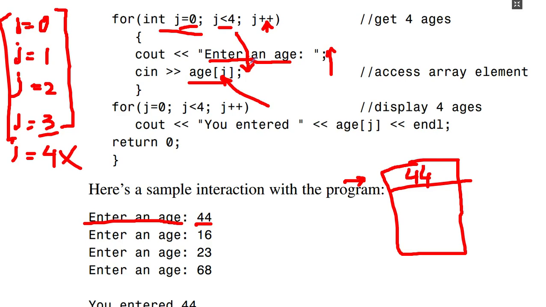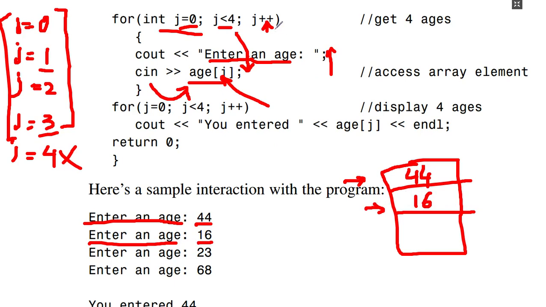The next time again it would print what? Enter an age. But the next time, since j is equal to 1, the user is asked to enter the number, and it would be saved in age[1], and age[1] simply means the next location. So whatever the user enters, it would be saved in the next location. So for example, if the user enters 16, it would be saved in the next location.